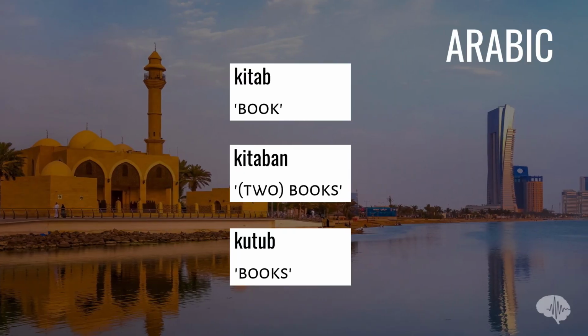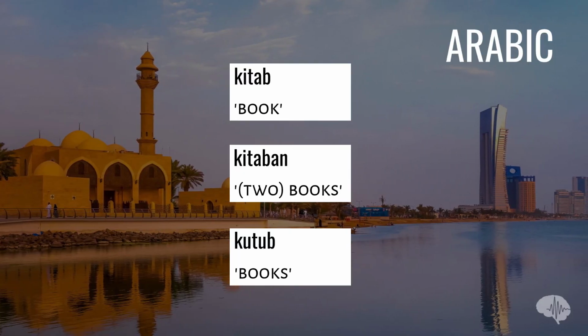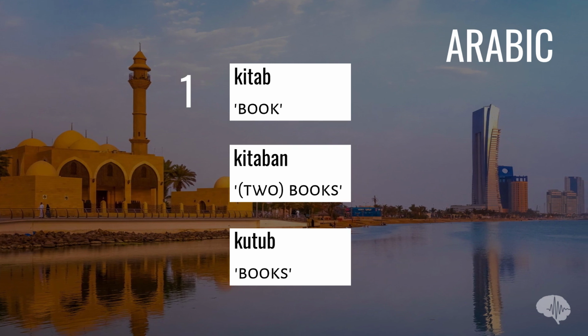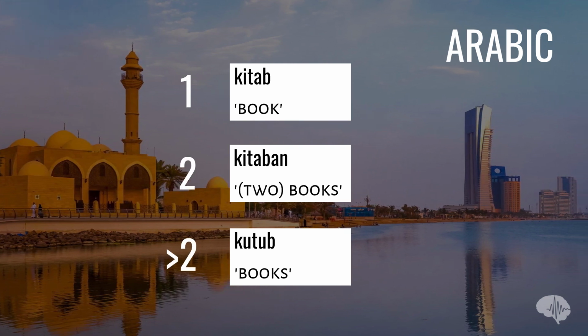Arabic is slightly more elaborate. Arabic marks not only singular and plural, but also dual. So Arabic distinguishes between exactly 1, exactly 2, and anything more than 2.